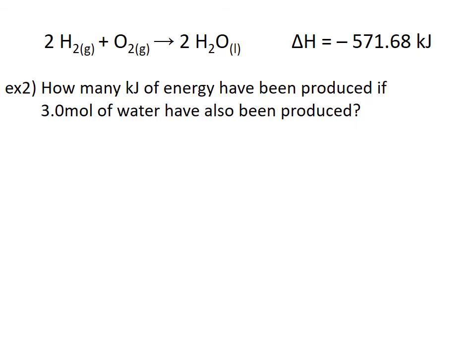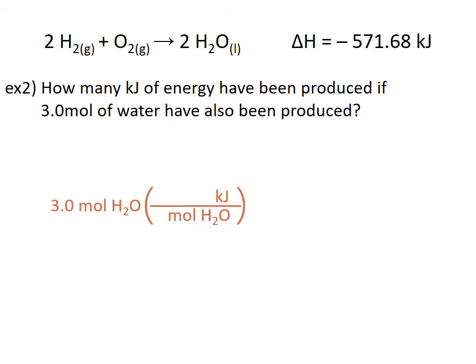Example 2. How many kilojoules of energy have been produced if 3.0 moles of water have also been produced? I start by writing down my given, 3.0 moles of H2O. Put in large brackets, and moles H2O will go at the bottom so that they can factor out. I'm going to be converting to kilojoules, and to make top equal to bottom, I will use my balanced equation.